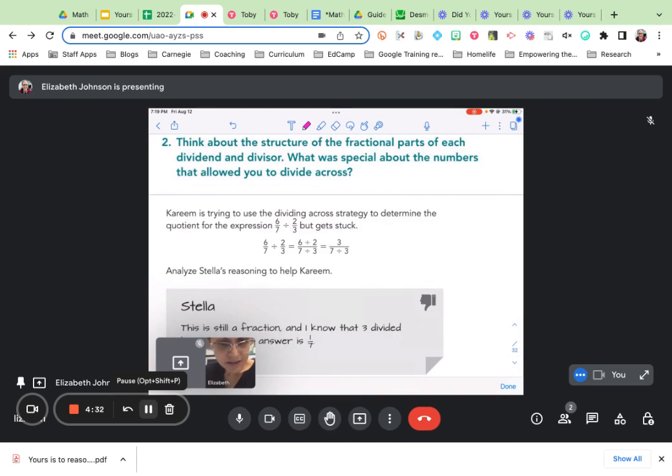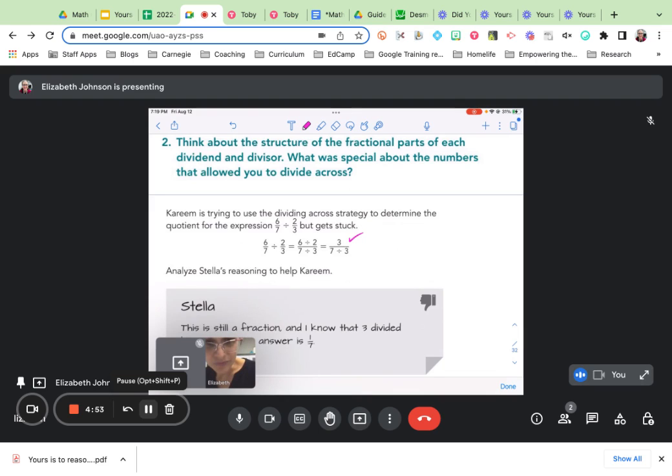Look at these numbers that Kareem is using. He is trying to divide across using that strategy with 6/7 divided by 2/3. He's got the 6 divided by 2 part. 6 divided by 2 is 3. And in the bottom, he's got 7 divided by 3. Well, 7 doesn't go into 3 evenly. There's a remainder. So what can he do?